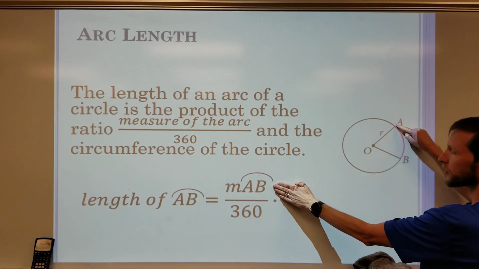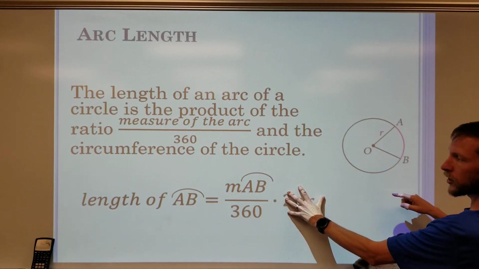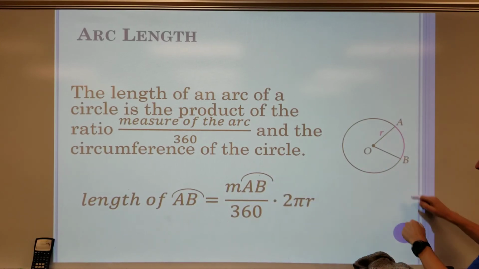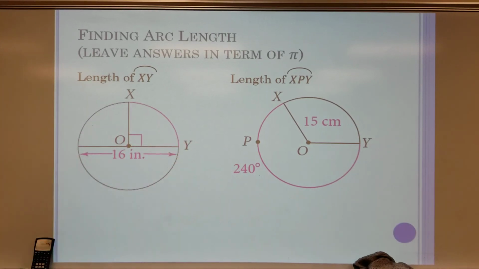The measure of this arc divided by 360, the whole way around, multiplied by the total circumference, would give us a fraction of that circumference. We can find this length in terms of pi in most cases, is how we will answer that. We will answer in terms of pi. And so in this case, we have these two pictures. Go ahead and draw those as best you can.